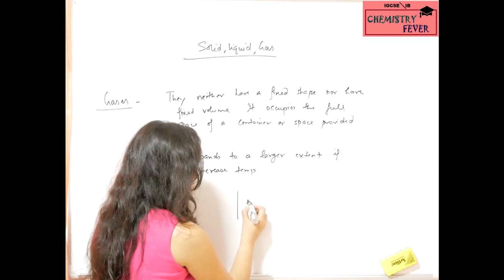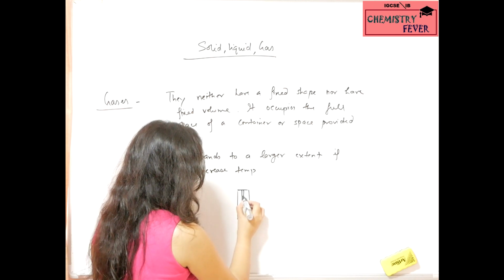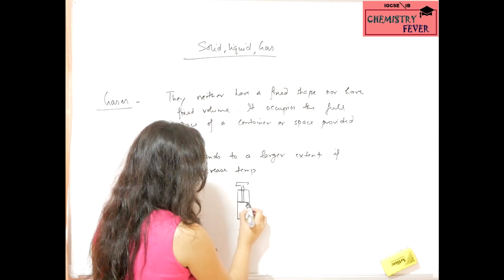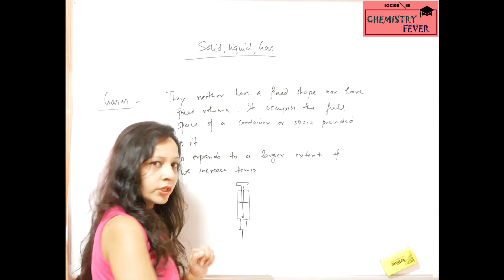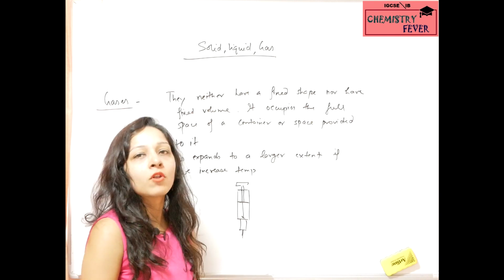Suppose this is the syringe, right? And there is nothing in it. You can quickly push it down. So compressibility is fastest, right? Because air particles have a lot of space.